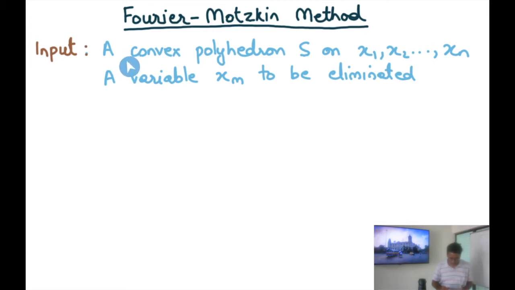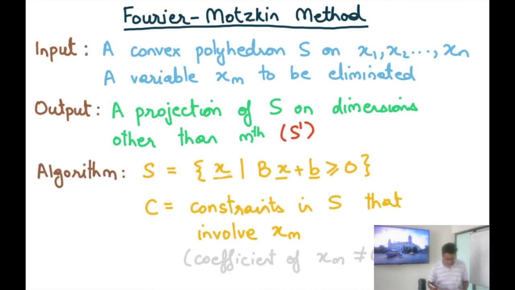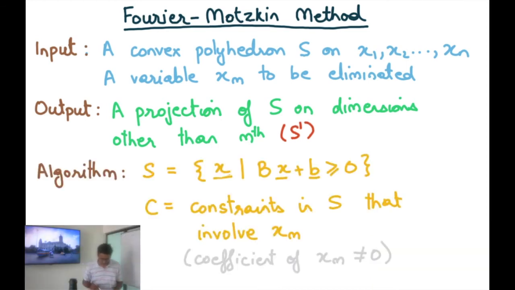We want an algorithm which takes as input a convex polyhedron S on n dimensions, x1 dot dot xn, and we want one variable xm that needs to be eliminated so that we can project S on everything else except xm. And the output would be a projection of S on dimensions other than the mth, and we're going to call this new polyhedron S prime, and this is also going to be a convex polyhedron by the property of convex polyhedra. And here's the algorithm.